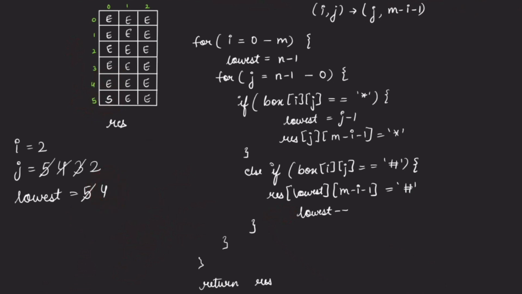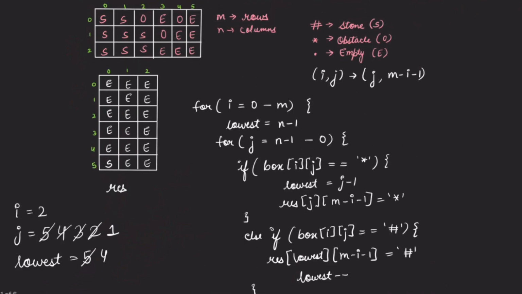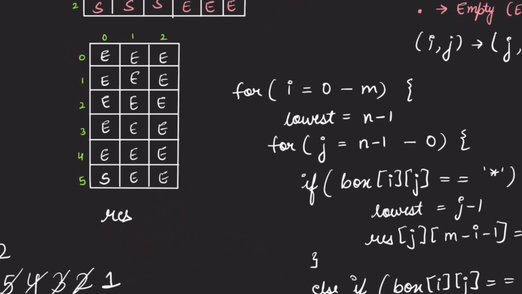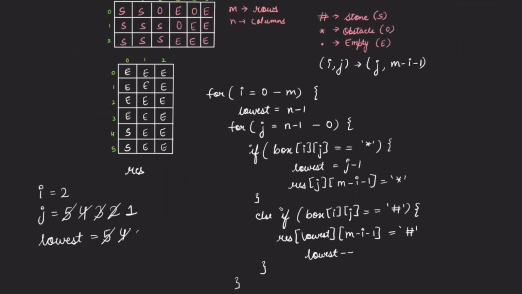So now again j will decrement by 1. So it will become 1 now. Now the index is 2 comma 1. At 2 comma 1, we have again a stone, right? So again this condition will hold true. So now lowest is 4 and m minus I minus 1 is 0. So at this particular index, again we are going to have a stone, right? And the lowest will become 3 now. It will be decremented by 1.